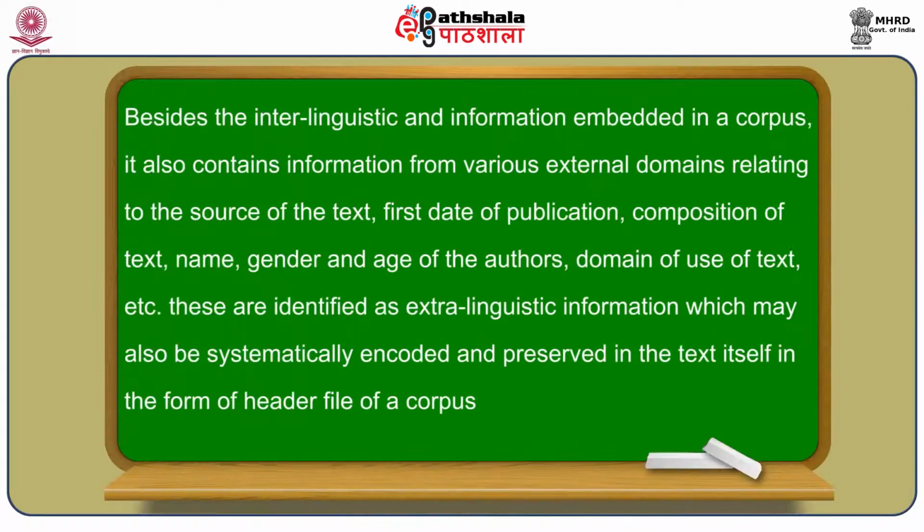What we see is that besides the interlinguistic information embedded into a corpus, it also contains information from various external domains relating to the source of the text, date of first publication, composition of text, name, gender, age of the authors, domain of use of text, etc. These are identified as extralinguistic information, which may also be systematically encoded and preserved in the text itself in the form of a header file of a corpus.